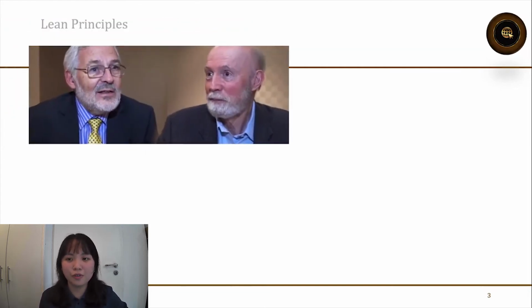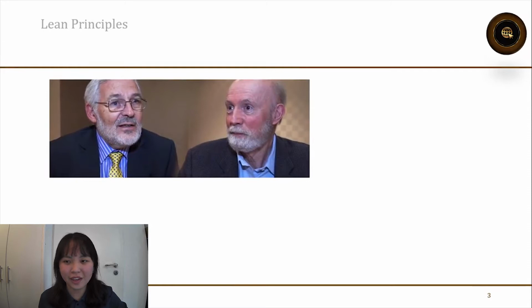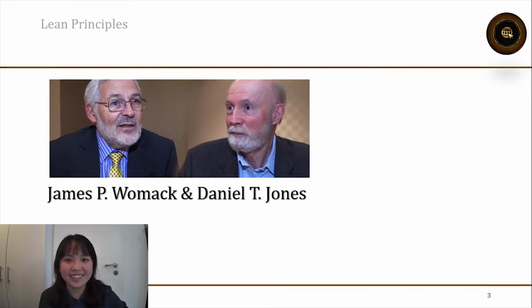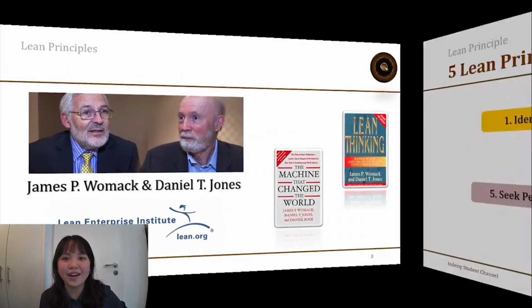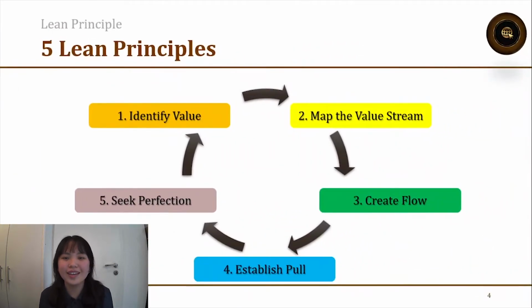First, I'm going to show you these two men. Do you have an idea who they are? And why am I showing them? This is James P. Womack and Daniel T. Jones. They are the founder of Lean Enterprise Institute and writers of these books, The Machine That Changed the World and Lean Thinking. So according to them, there are 5 Lean principles, starting from identifying value, mapping value stream, creating flow, establishing pull, and seeking perfection.